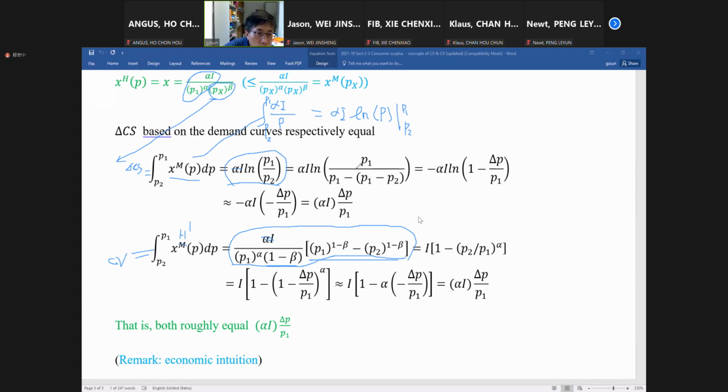So therefore, for that reason, let's reformulate this one, P1 over P2, in such a way. This is the old price. This is still the old price minus the change in price. And now we can get something nice. Divided by P1 on both numerator and the denominator.